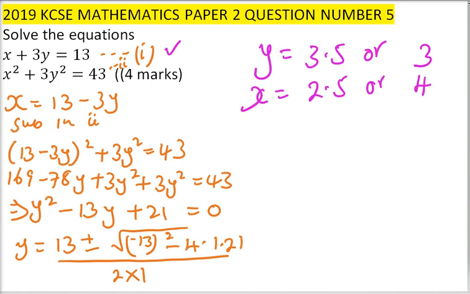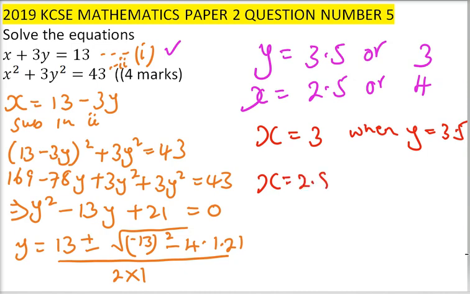So that is how we solve that equation, that we get x is equal to 3 when y is equal to 3.5, and x is equal to 2.5 when y is equal to 4. So that is how you work it out.